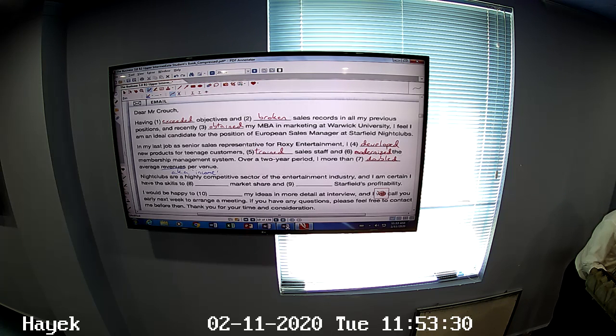Nightclubs are a highly competitive sector of the entertainment industry, and I'm certain I have the skills to capture. Capture means the same as catch. To capture market share and optimise Starfield's profitability. I will be happy to present my ideas in more detail at interview, and I will call you early next week to arrange a meeting.